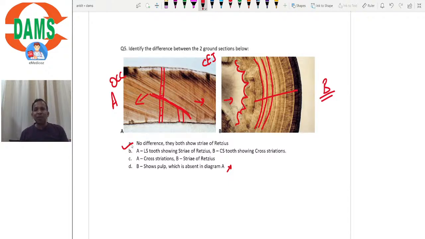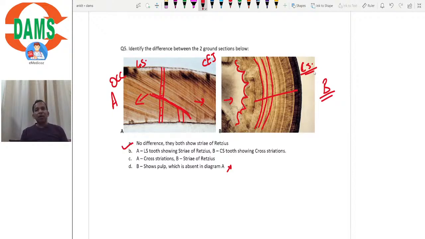Now, though it says there is no difference, we know that the first shows a longitudinal section and the second one is a cross section. But apart from these sections, there is no difference. They both are representing striae of Retzius. You can see the focus of these histological diagrams is on striae of Retzius. So even if you are thinking that the options are wrong, you can still say that option A is least wrong amongst all the other options.